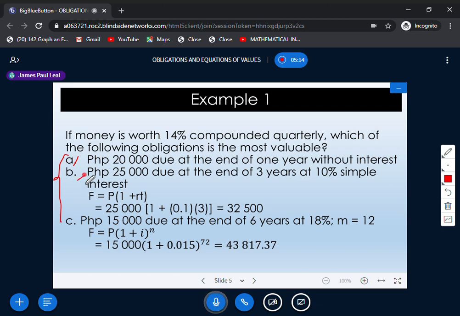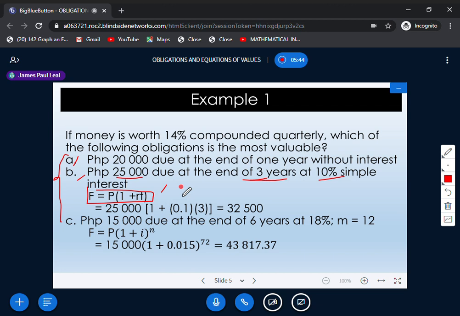Letter B is 25,000 due at the end of 3 years at 10% simple interest. As you can see here in letter B, we have simple interest only. We have the principal amount, the time, and the rate of interest. So we can use the simple interest formula to find the final amount, because we are looking for the final amount to compare the values.